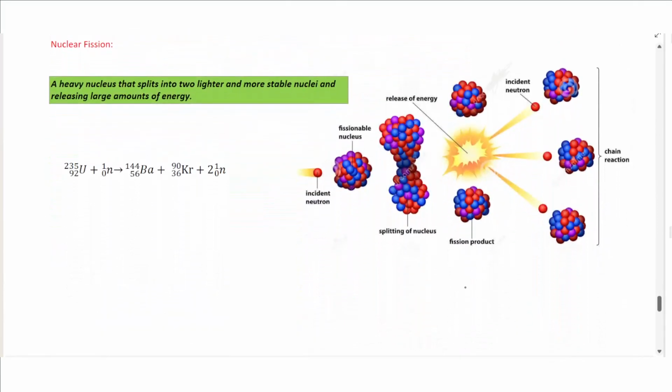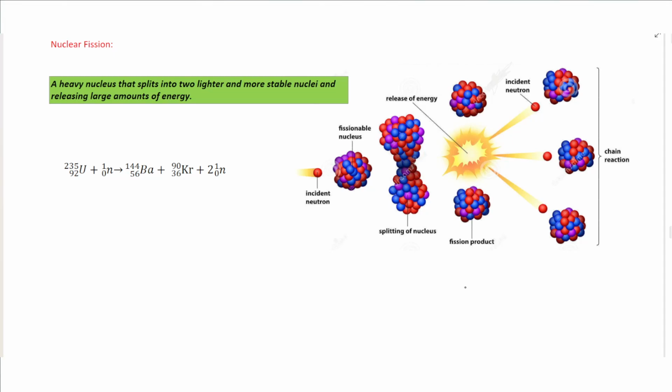Now we're going to talk about the nuclear reactions we use in a reactor, or the nuclear reaction that occurs in a star. We have nuclear fission. Nuclear fission is the splitting of a nucleus by adding a neutron to make it more stable. The nucleus splits into two lighter and more stable nuclei and releases neutrons in the process. These neutrons eventually hit other nuclei of the same heavy element and cause more fission reactions. This is called a chain reaction.